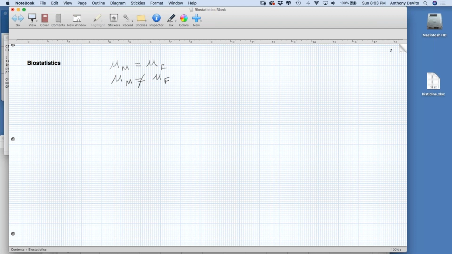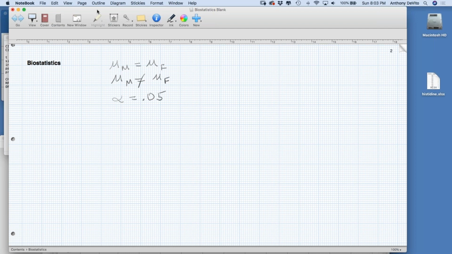The next thing I need to establish is what level of certainty I'm willing to deal with. So I'm going to say alpha has to be equal to 0.05 for me to reject the null hypothesis. I want less than a 5% chance that I would get as extreme a difference in the two sample means if the null hypothesis is true. So I want my p-value, my significance, to be less than 0.05.